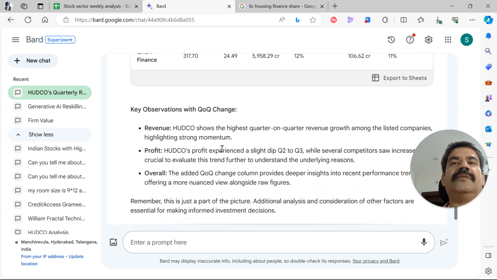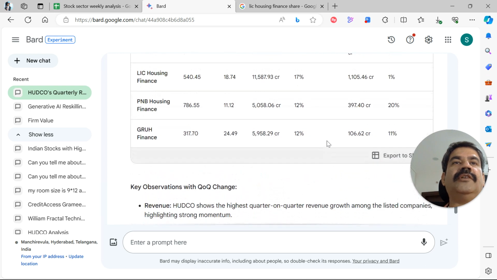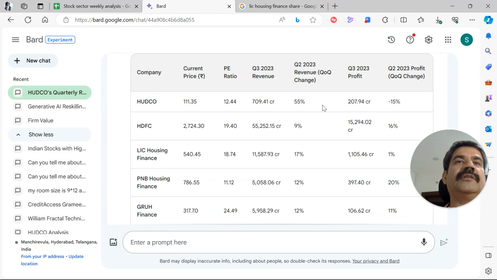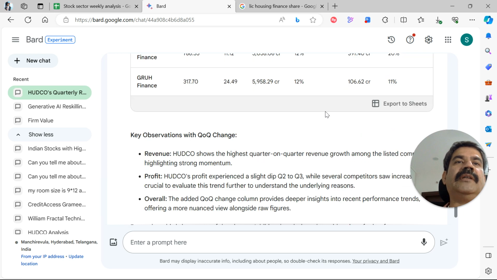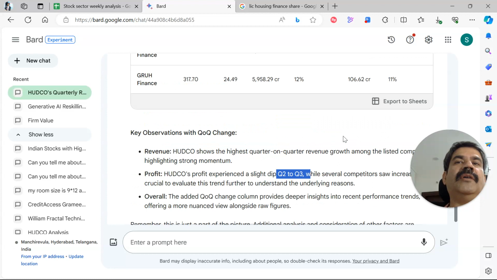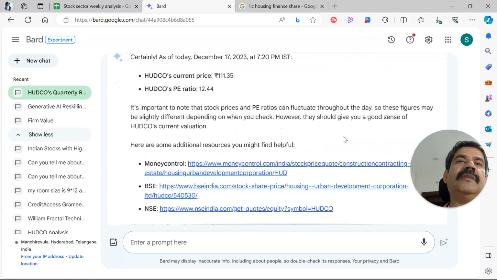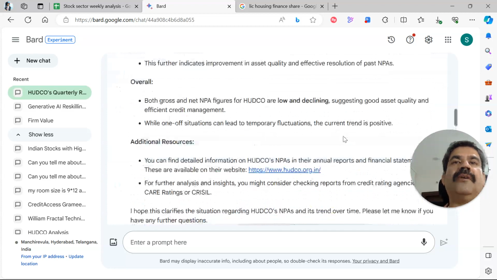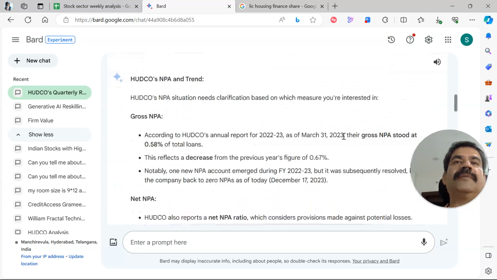And so it shows the highest quarter on quarter revenue growth among the listed companies, highlighting strong momentum. Now I don't know how it is showing that, because Q2 it is indicating 55%, Q2 23 profit quarter on quarter change, it is indicating minus 15. Now it's not very clear what it means by that, but it says it experienced a dip from quarter 2 to quarter 3 while several competitors saw an increase. But if I go above, it indicates that the profits, the net profit, had increased.